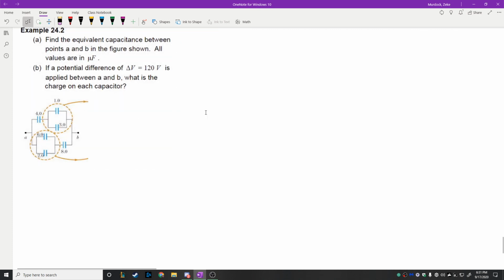Okay, this is from a different textbook, but it's basically the same idea. Find the equivalent capacitance between the points A and B in the figure, and then it says if the potential difference is 120 volts, what is the charge on each capacitor? All right? So again, pretty simple. All we need to do is to take our system here and reduce it down. In this case, we've got a 4 microfarad and then a 1 and a 3 that are kind of branched off like this, a 6 and a 2, and an 8 right here. Everything's in microfarads, as it says up here.